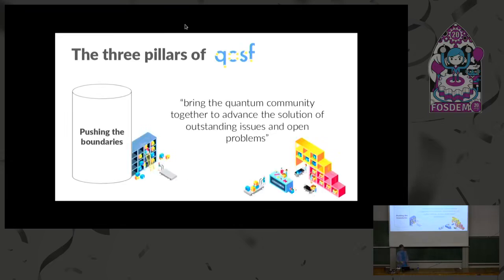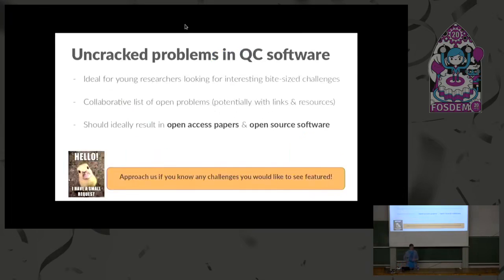First of all, pushing the boundaries is supposed to bring together the quantum community and advance the solution of outstanding issues and problems. What I mean by that is to have a list of open, uncracked problems in the quantum computing software space. The idea is that young researchers can come to this list, get inspired, pick up one of these challenges and work on it, and potentially get some links and resources for that problem compiled by other people in the space. So for example, one of the things that there's a shortage of is compilers.